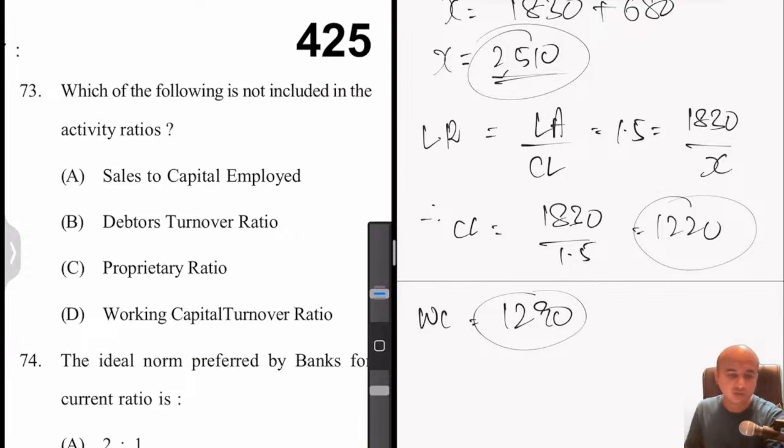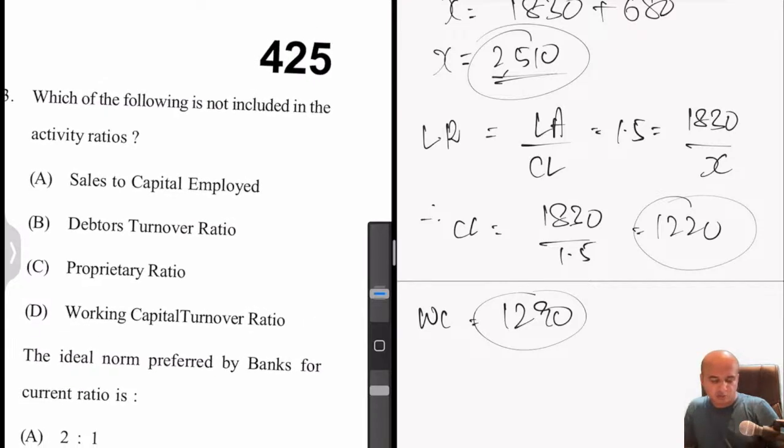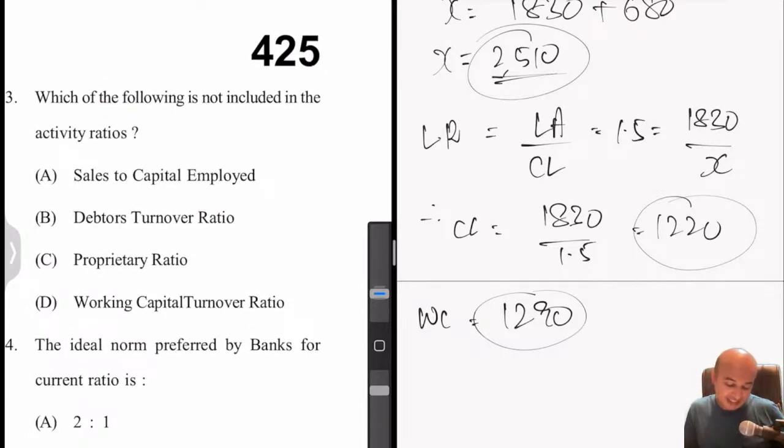Okay, one more theory question. Question number 73. What is this about? Which of the following is not included in activity ratios? Sales to capital employed, activity, debtors turnover, activity. Proprietary ratio is not an activity ratio, no?